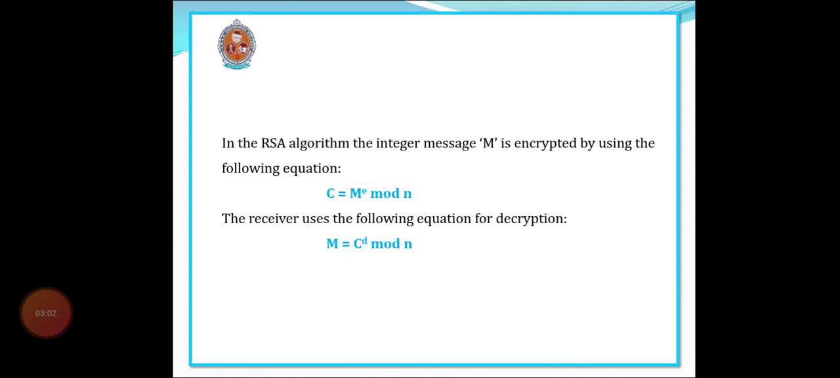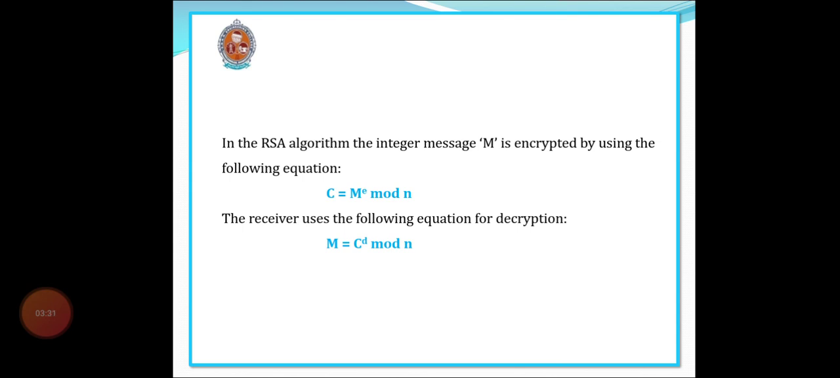In the RSA algorithm, the integer message m is encrypted by using the following formula: c equals m power e mod n. Here e comma n denotes the public key of the receiver. And now the receiver uses the following equation for decryption: m equals c power d mod n. Here the combination of d and n is called the private key of the receiver.